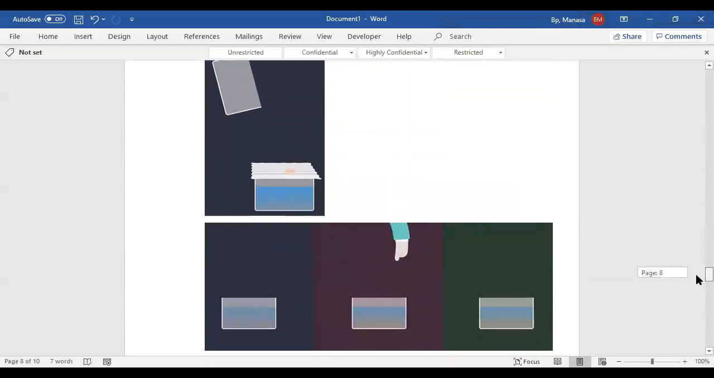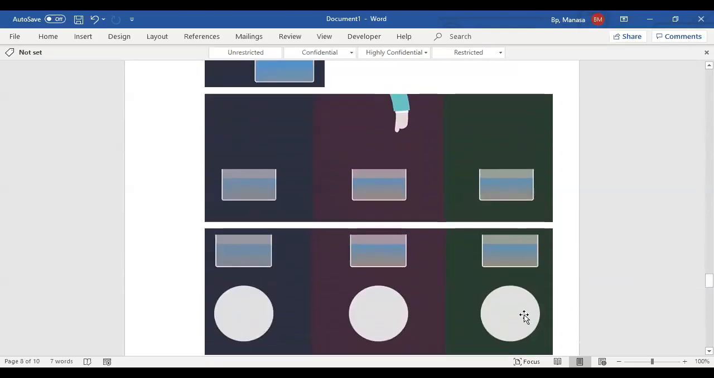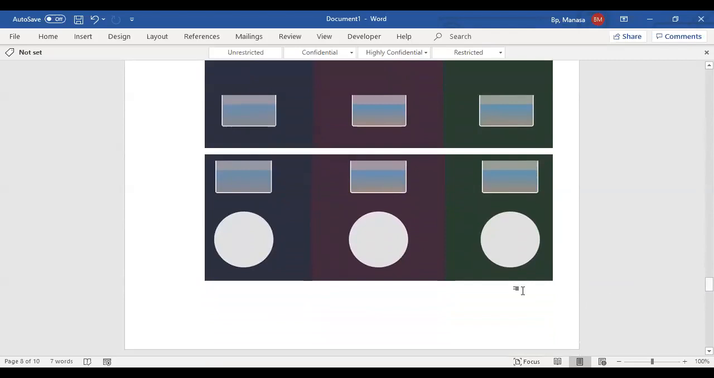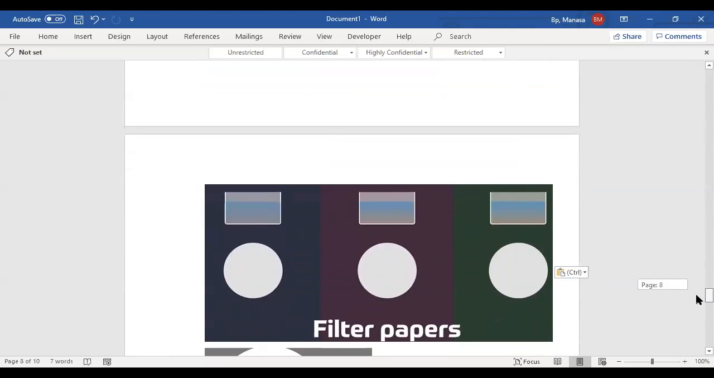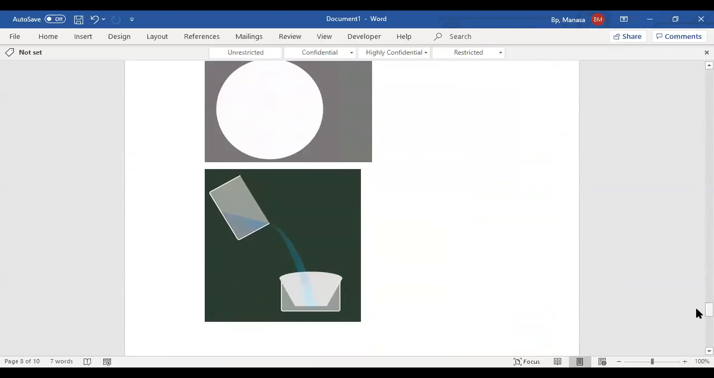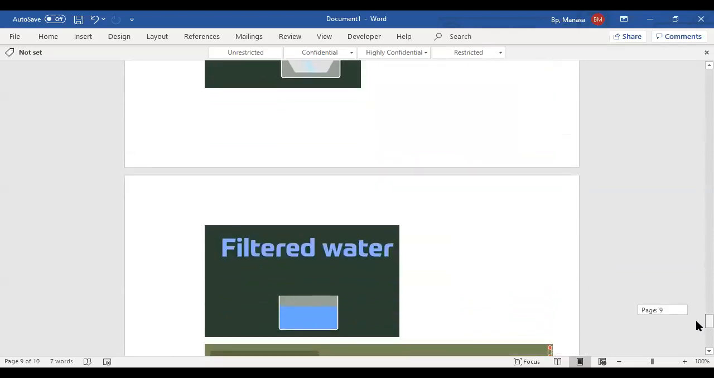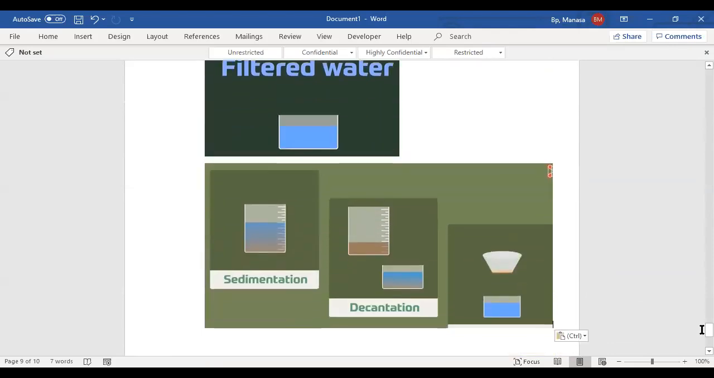So the teacher saw them, and she gave a different kind of paper. Maybe some of you know these papers. It was round. These papers are known as filter papers. So they took a strainer and fixed the filter paper to the strainer. Then they poured the water. Now what happened? The filtered water was clean and healthy. So this process is sedimentation, decantation, and filtration.